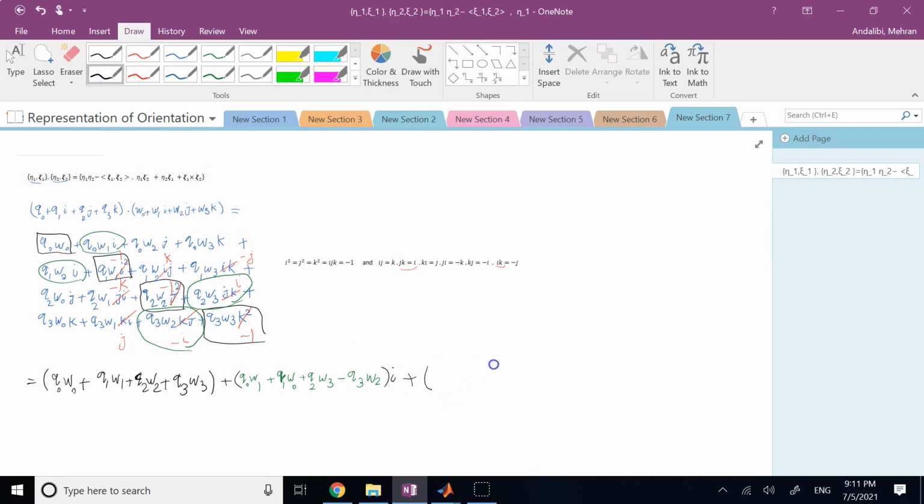Then I go for my J terms. For J terms, I have this guy here. I have this one here. I have this one here. And I have this one here. So plus q0 w2, minus q1 w3, plus q2 w0, and plus q3 w1.